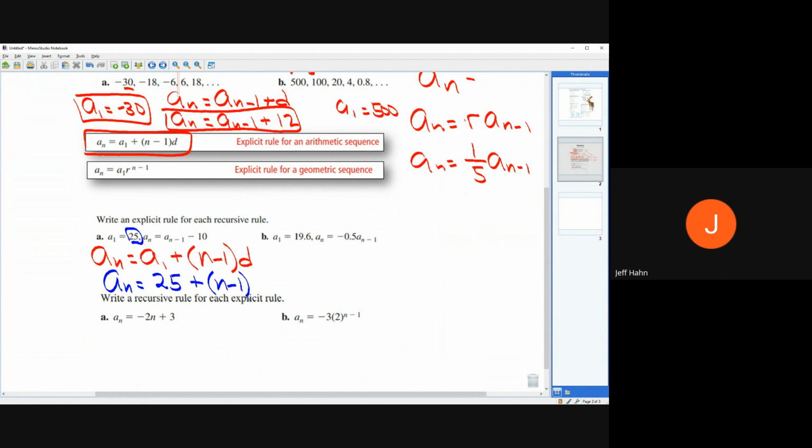Do I know what the letter d is? David? Do I know the common difference? David? Do you see a plus or minus something there, David? Which is plus or minus? Negative. Yeah, it's times a negative 10.